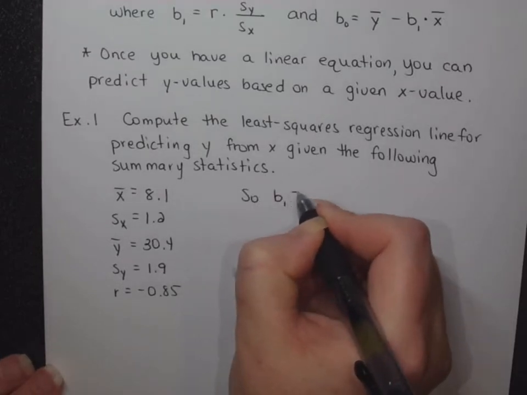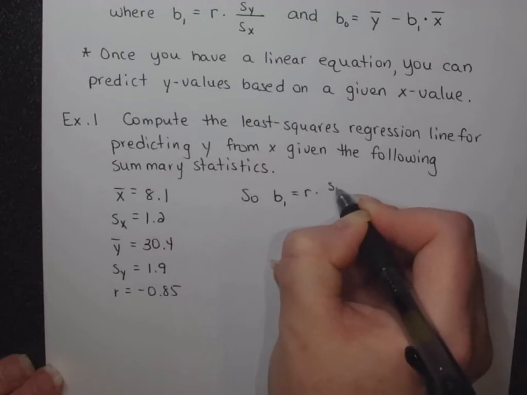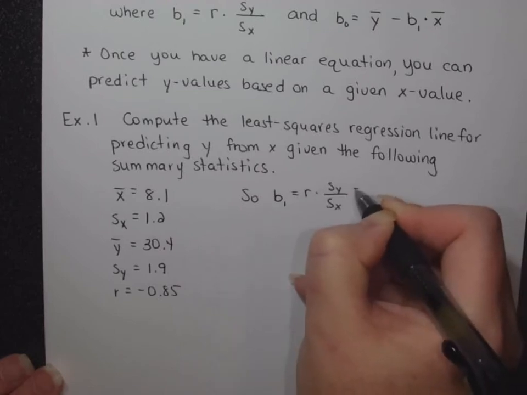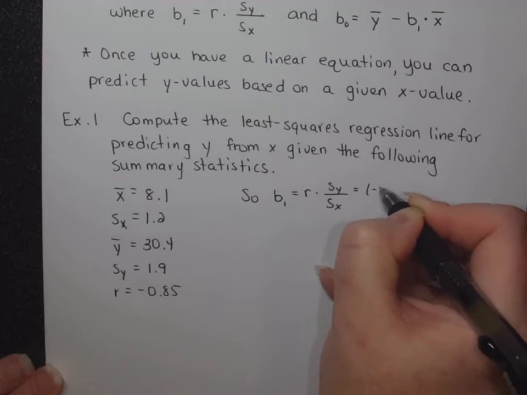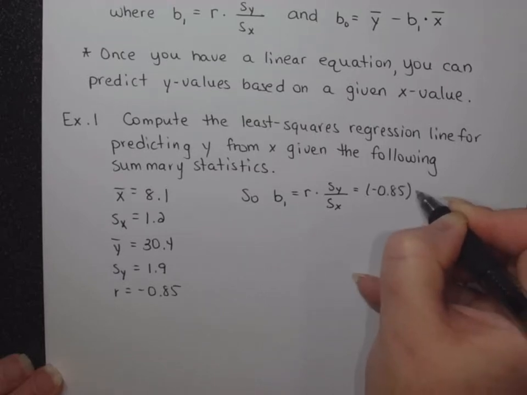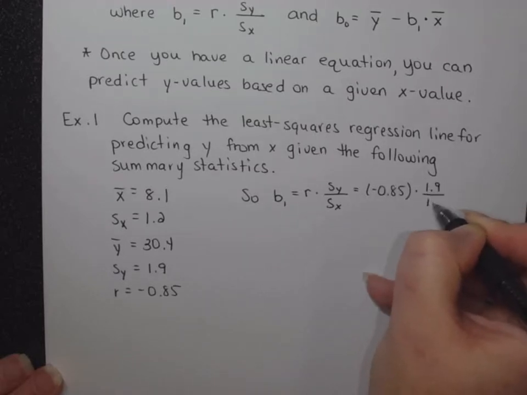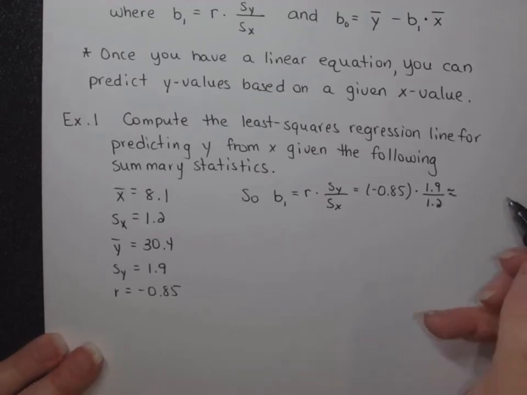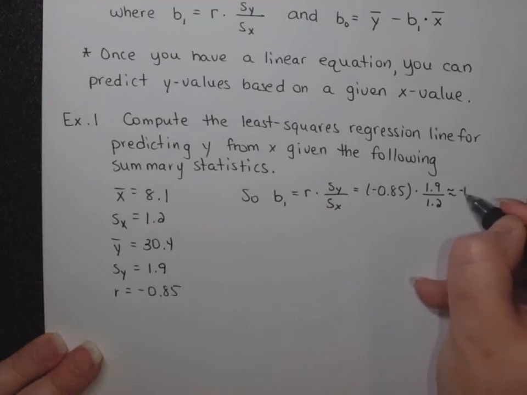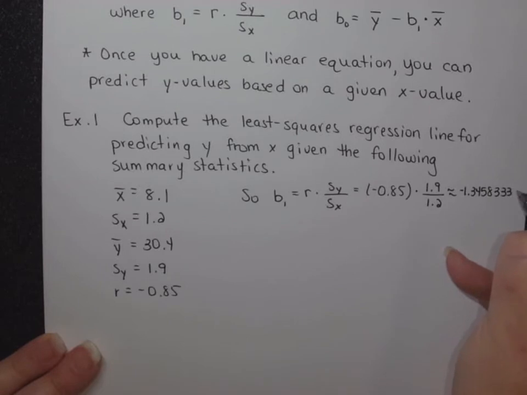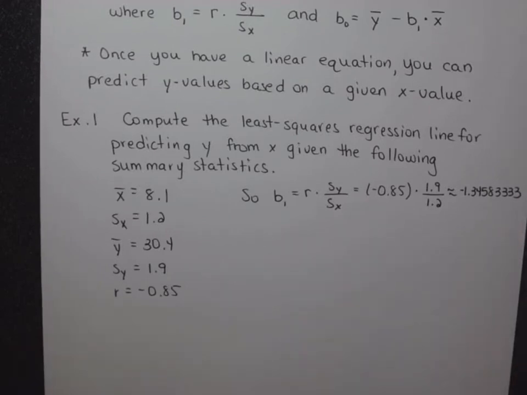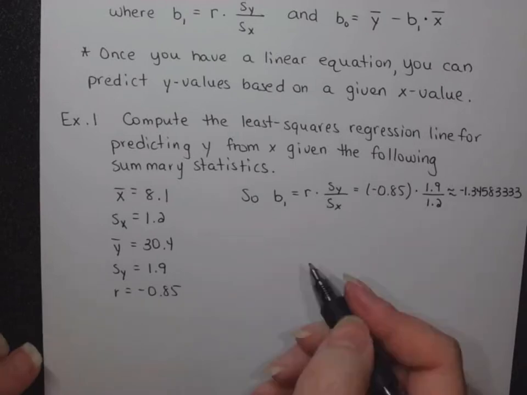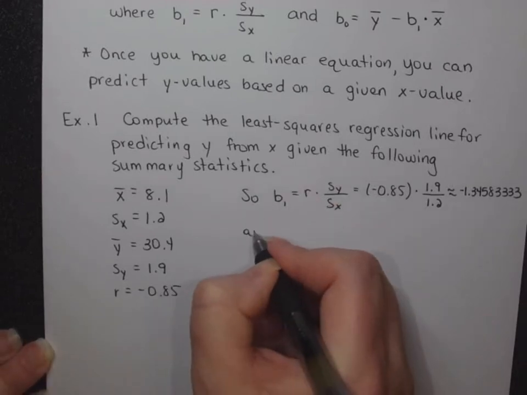So b sub 1 equals r times the standard deviation of the y over the standard deviation of the x. So it's going to be r times 1.9 over 1.2. And this is going to go to 4 decimal places in the end, which means in the intermediate steps we're going to use 8 decimal places. A good rule of thumb is if you want 4 in the final answer, use double that. If you want 3 in the final answer, use 6. If you want 4, then you want to use 8.